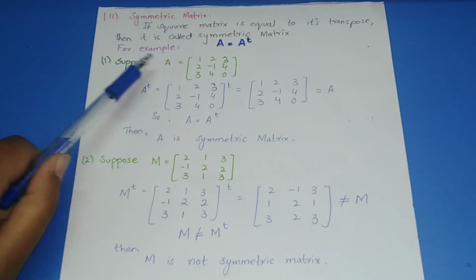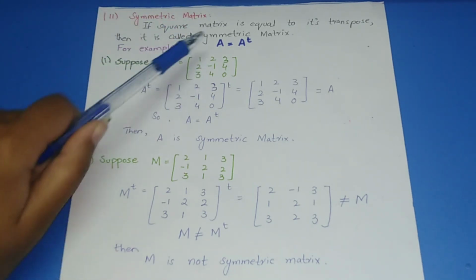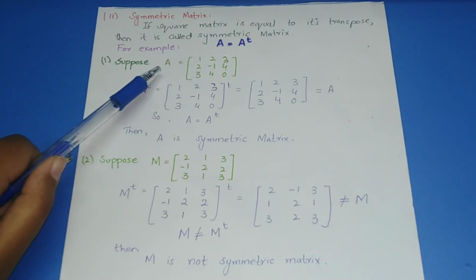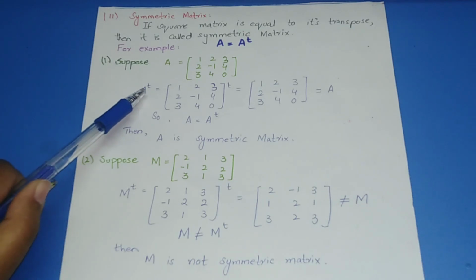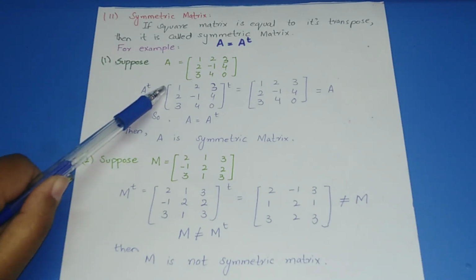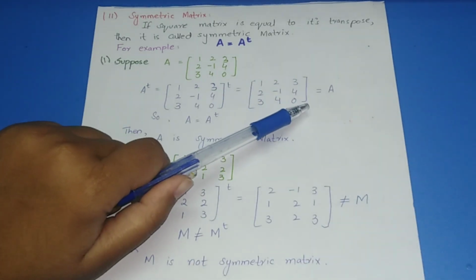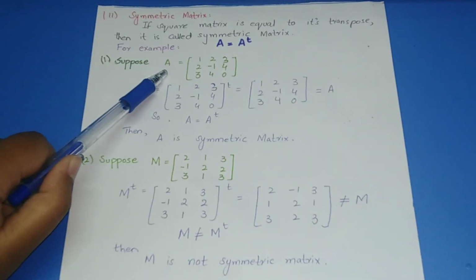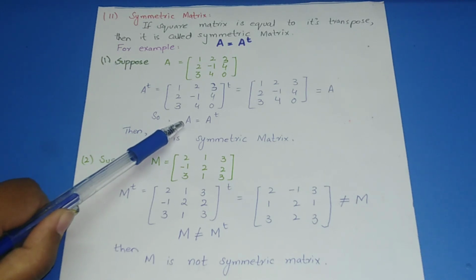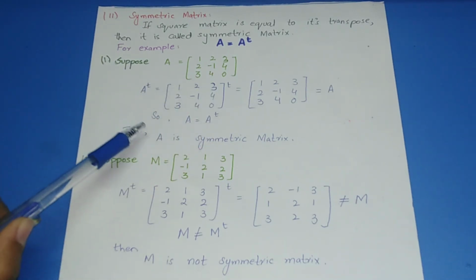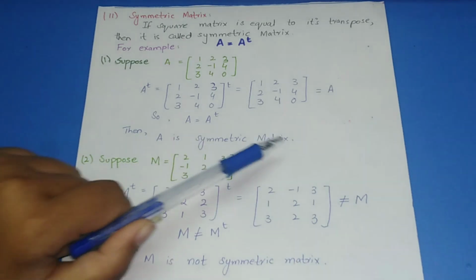We take an example. We suppose the matrix A. So according to condition, we have to take the transpose of the matrix. So we take a transpose by changing rows into columns or columns into rows. So we will get this matrix which is equal to the actual A matrix. So the condition is satisfied that A matrix is equal to A transpose. So then we call A is a symmetric matrix.